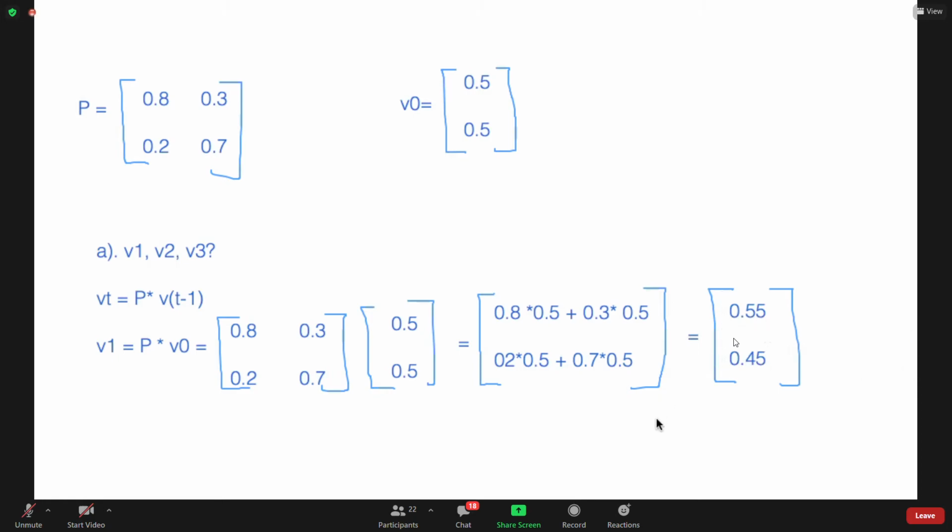And this is our probability vector at time 1. So one time step after the initial value V0. What do we notice? We notice a change in percentages. Remember that the probability vectors V are probability vectors. It means that the summation of their elements should be equal to 1 all the time. Is this true? Yes, it is. 0.55 plus 0.45 will be 1.